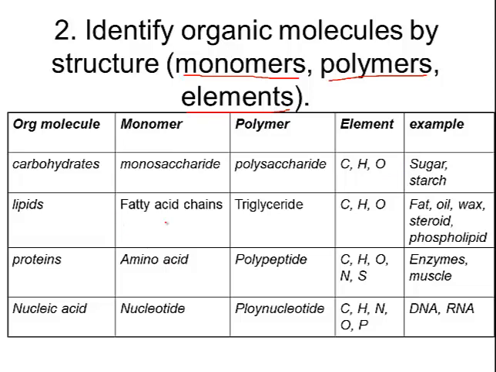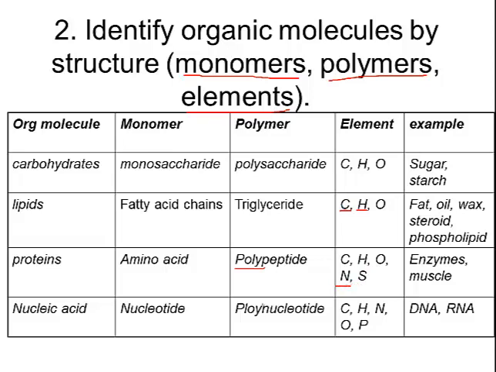Lipids, the monomer is the fatty acid chains. Put the fatty acid chains together with a glycerol and you get a triglyceride. They're made mostly of carbon and hydrogen with a little bit of oxygen, and some examples are fat, oil, wax, steroids, and phospholipids. Proteins, the monomer is the amino acid. Put many amino acids together, you get a polypeptide. You have the elements of carbon, hydrogen, oxygen, nitrogen, and sulfur. Sulfur is only in some of them. Enzymes and muscles are some examples.